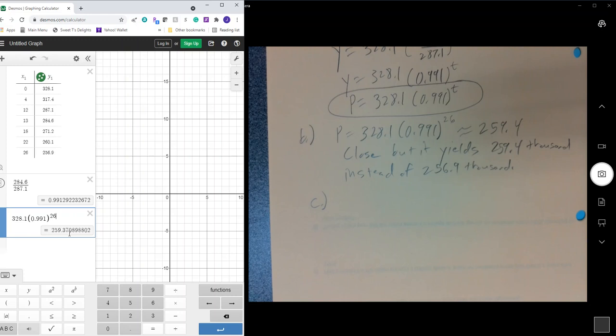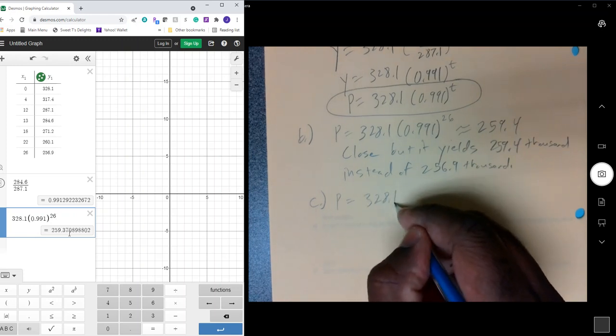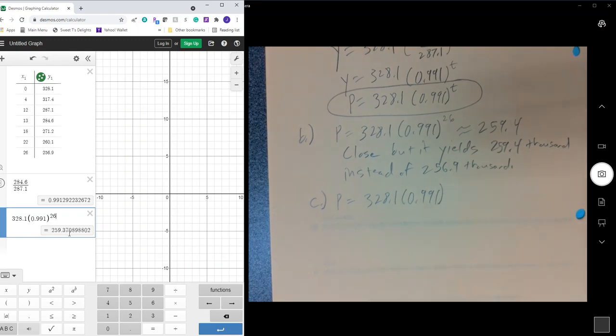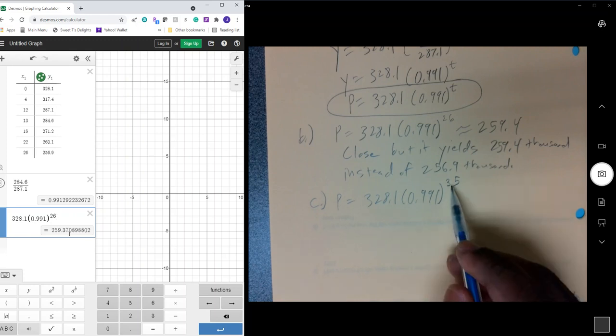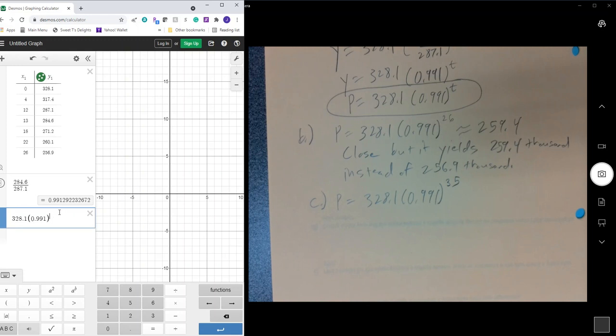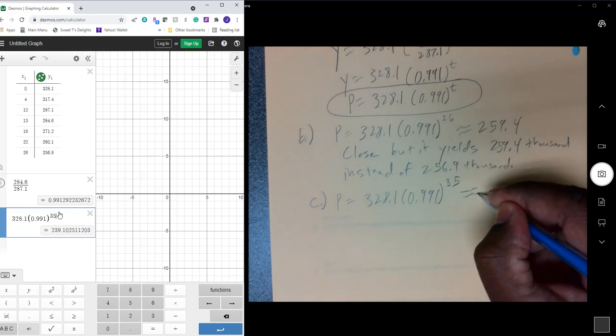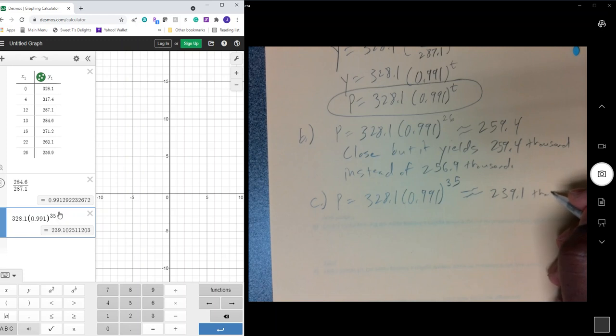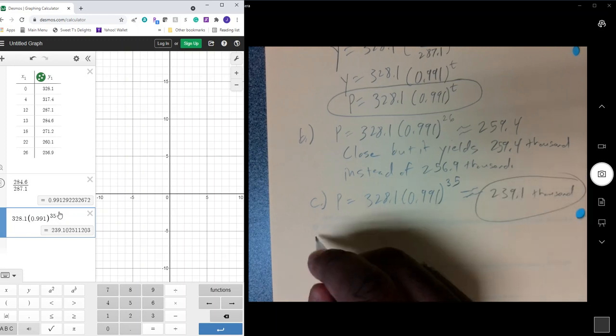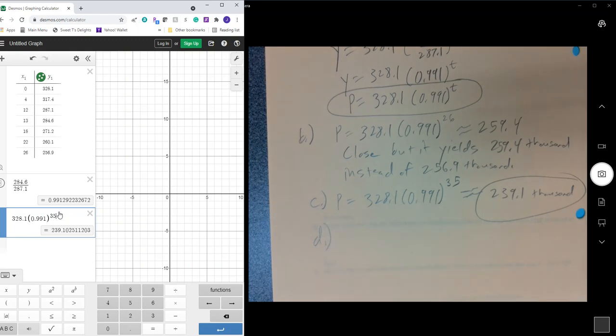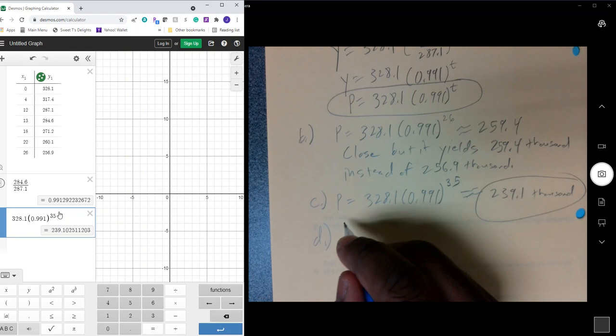Okay, now we go here to C. It says, use your model in part A to predict the population in Buffalo in 2025. So we have P is equal to 328.1 times 0.991. Now remember, 2025 is since 1990, so that would make it to the 35th power, because 2025 minus 1990 would be 35. So we would take this same formula and put the exponent at 35. So it would be approximately 239.1 thousand. Now we come here to D. How much confidence do you have in the projection in part C? And I would say not too much.